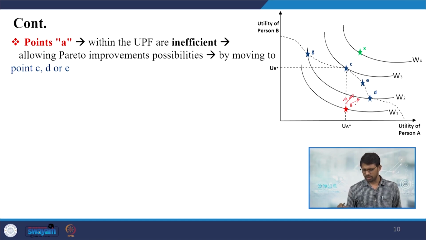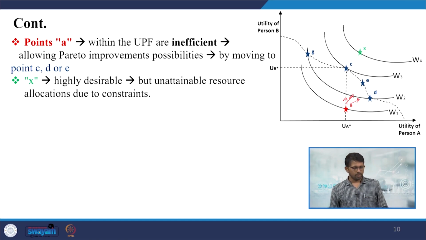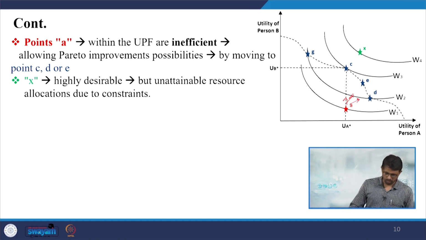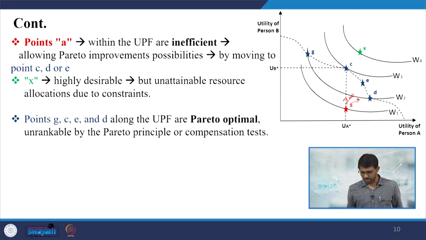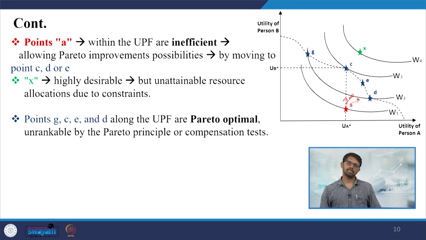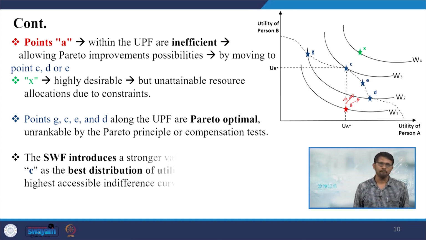All possibilities are there. However, X you can just have a check in the W4. X is highly desirable, but difficult to attain due to constraints. Hence, points G, C, E, D are all along the UPF and are Pareto optimal, non-rankable by the Pareto principle or the compensation test which we already discussed.